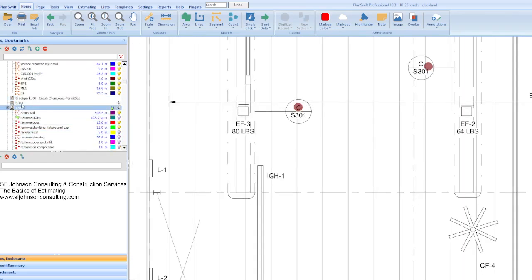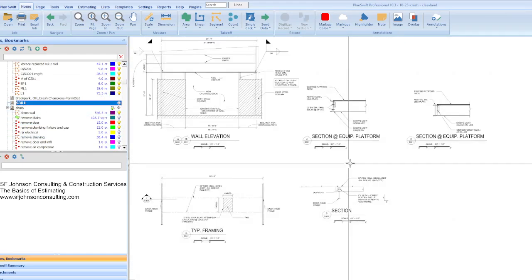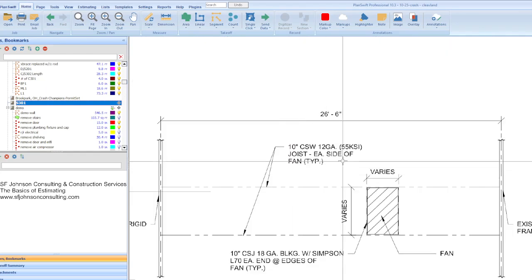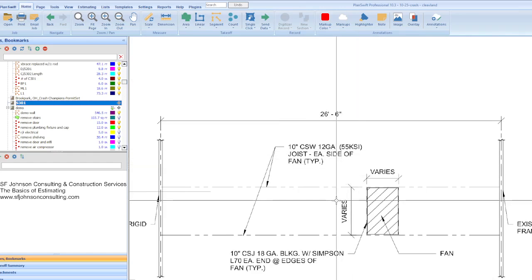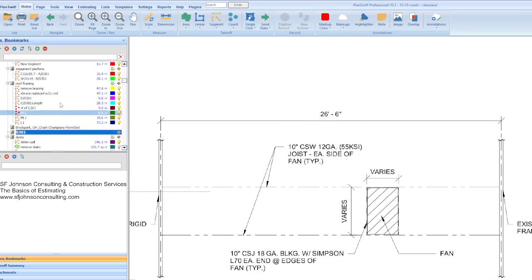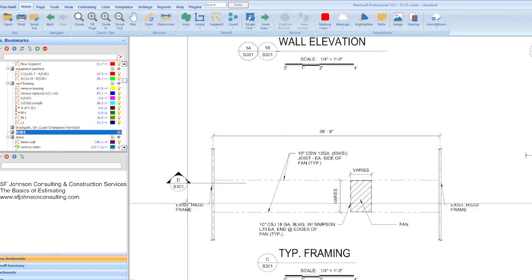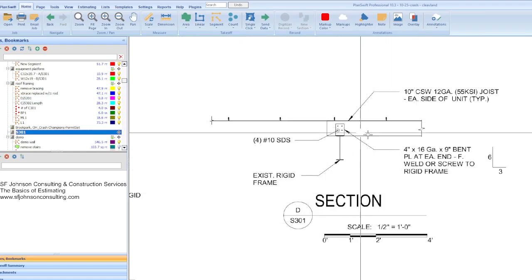C301. Let's look at that real quick. Okay, so yeah, 10-inch, 12 gauge on each side of that. Okay, so we can go back to that. You see, basically that's going on each side and you have to connect it. Okay, and then D, you connect it like this.